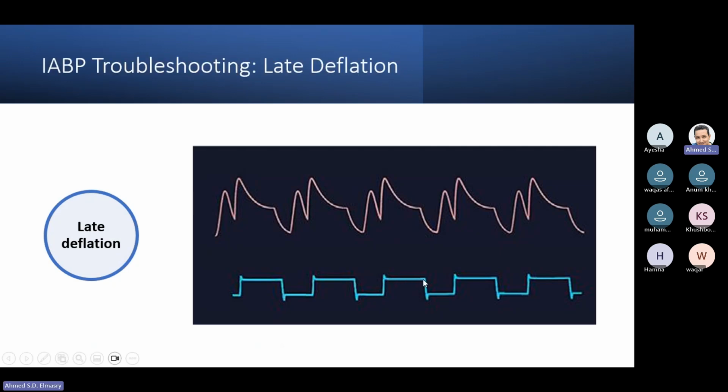It was very prolonged, and the deflation time was very short, which means that the deflation happened very late. Instead of happening here, the deflation happened at this point. So the deflation time was very short, and the inflation time was very prolonged. Prolonged inflation time will lead to increased afterload against the failing heart, and this will lead to increased oxygen demand by the heart.